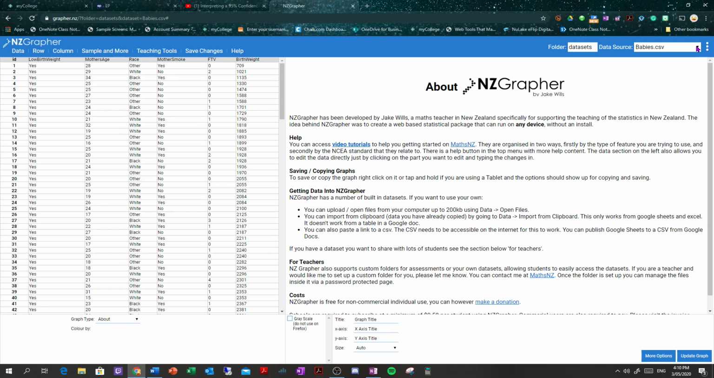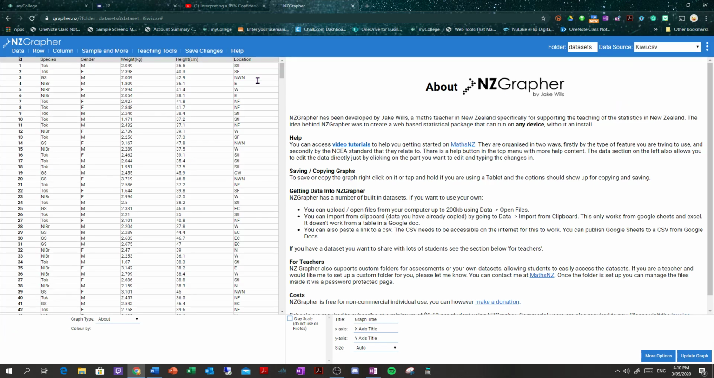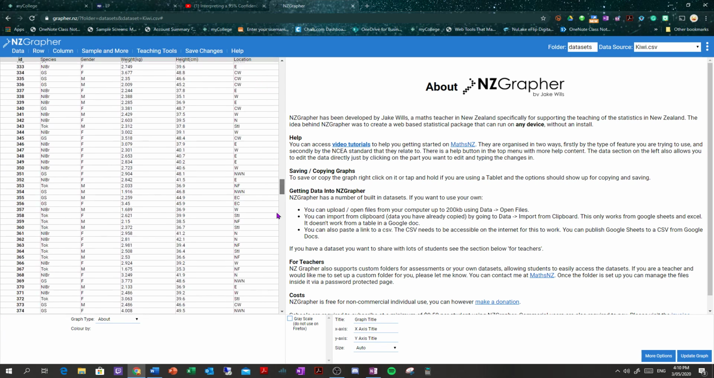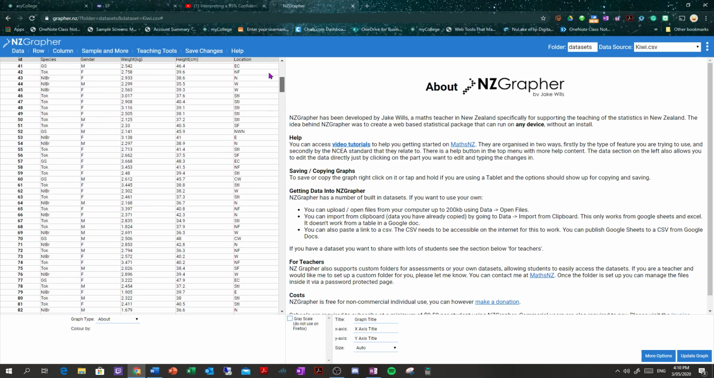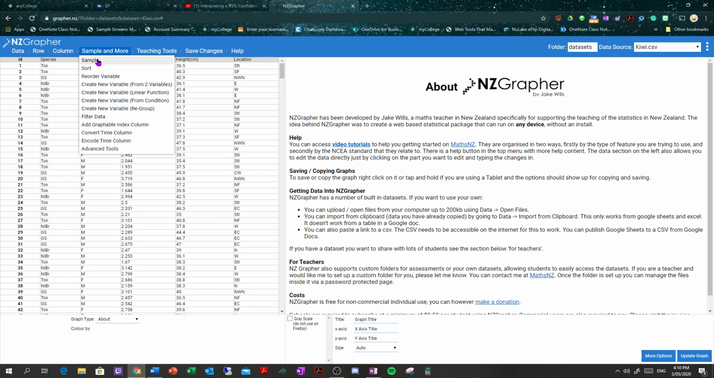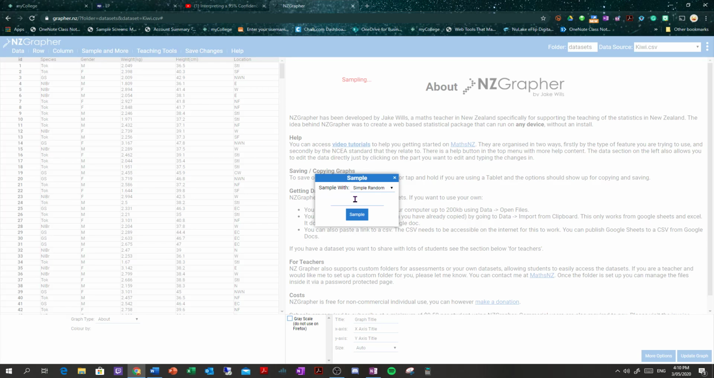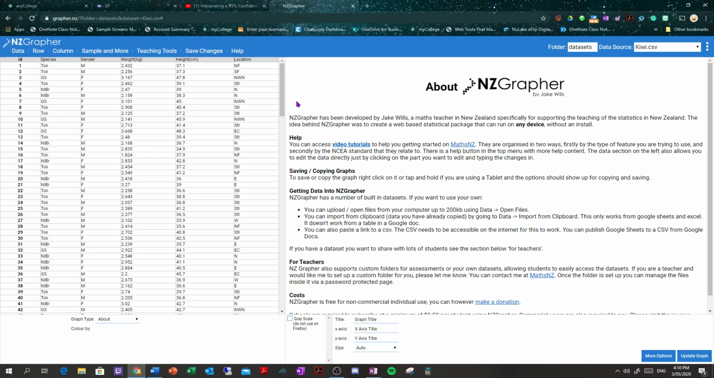So the very first thing that we're going to do is use the Kiwi bird data, and then create a sample from the population. This whole big thing is the population. We're going to grab a sample from that population of about 200 individuals. We'll use 200, random sample, pull it out, and there's our sample of 200 individuals from the Kiwi population.